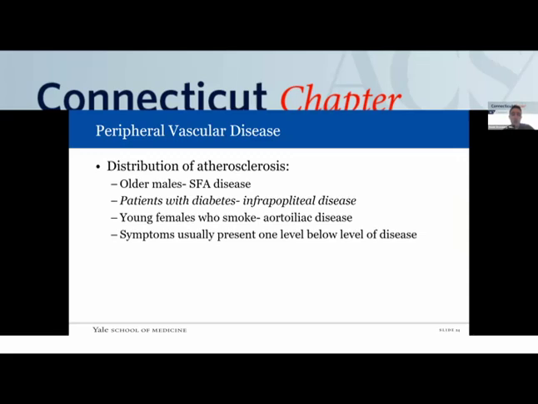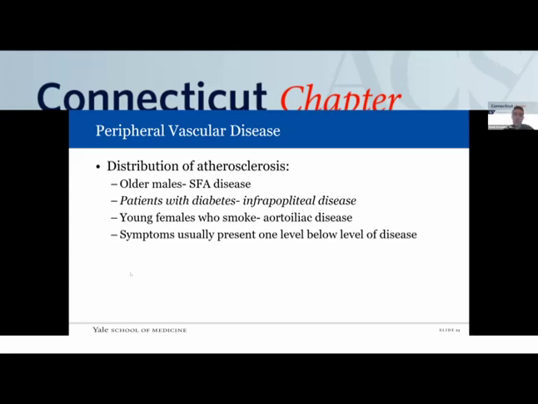So patients typically have distribution patterns of atherosclerosis, and older males most commonly have SFA disease, especially males who smoke. Patients with diabetes most commonly have infrapopliteal disease. And so that is probably a very challenging area to treat. And that's why patients with diabetes also have high risk of limb loss, is because it's mostly tibial disease that they have.